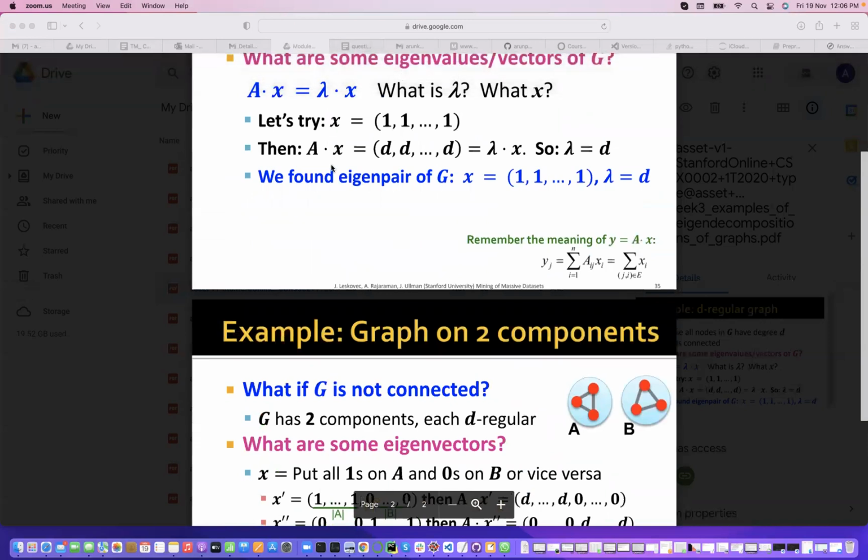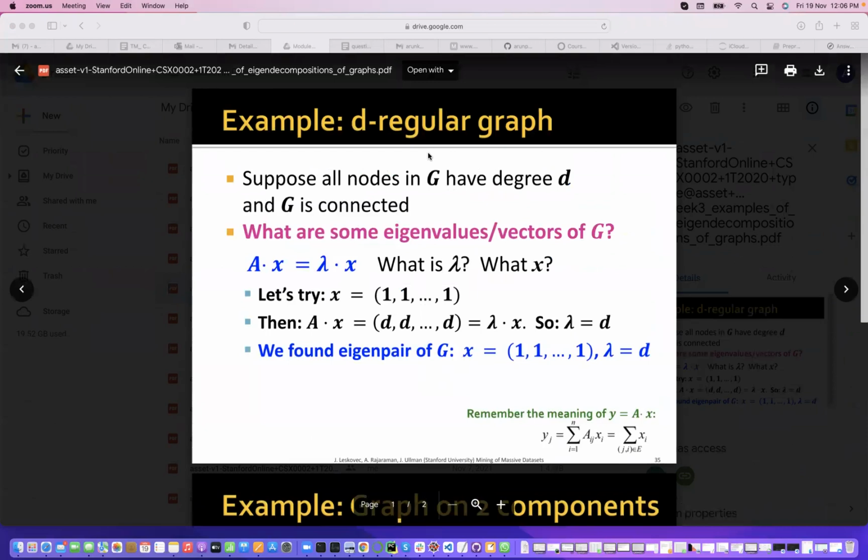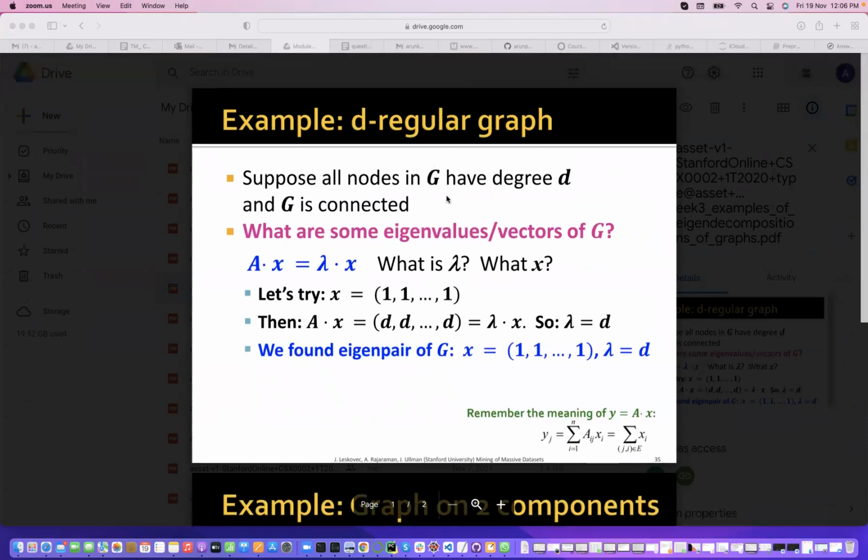He is not talking much mathematics. He is giving one example of what eigenvalue lambda and what corresponding eigenvector you will get. One eigenvalue and eigenvector pair is given, provided your graph G has degree D for all its nodes.